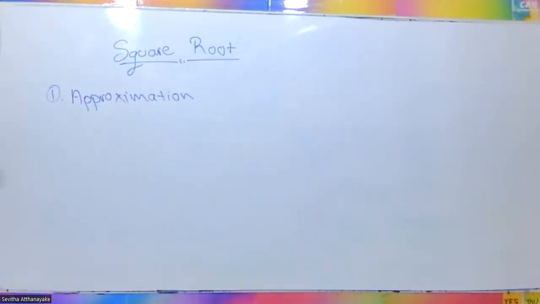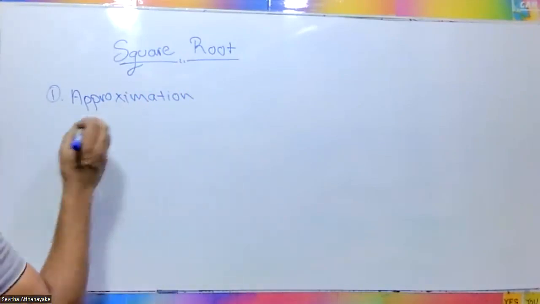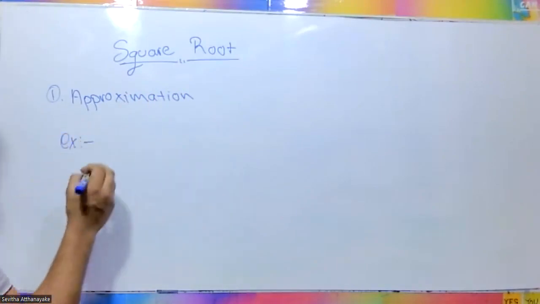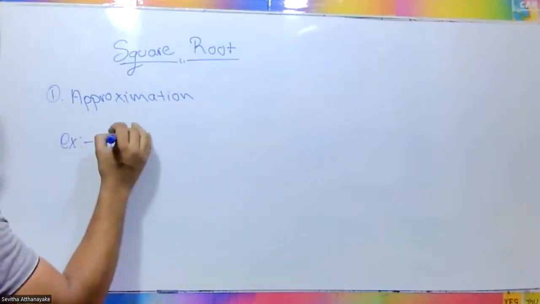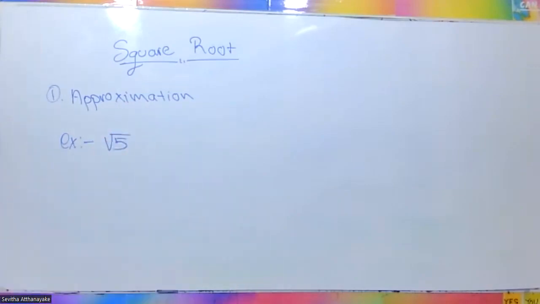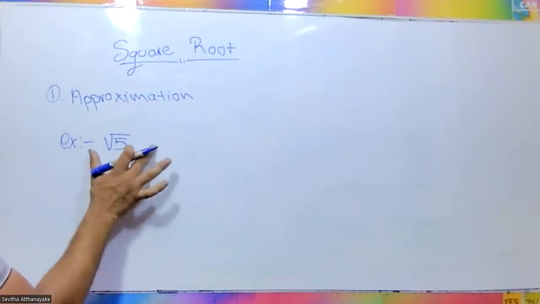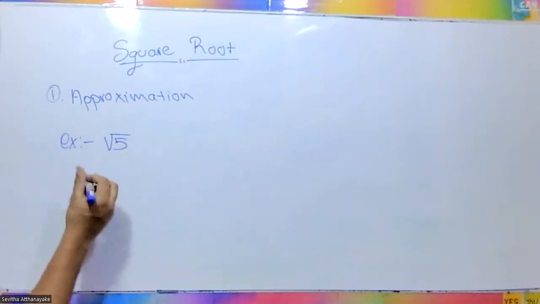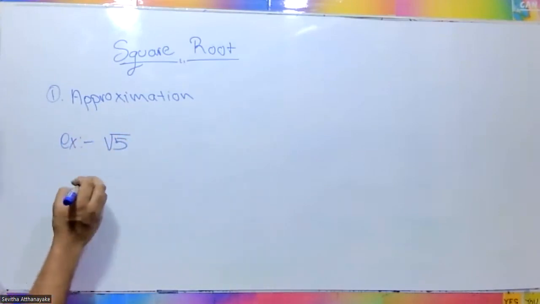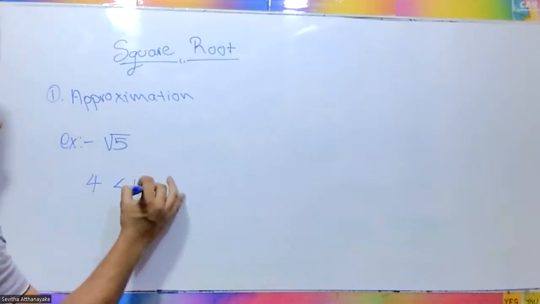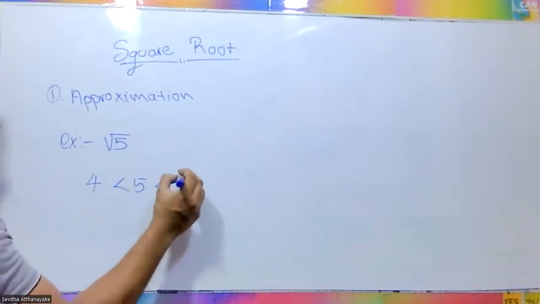Approximation. Here, for example, if we have root 5, then we should take the roots that are nearest to this root 5. Then we have root 4, and the next nearest number is 9.